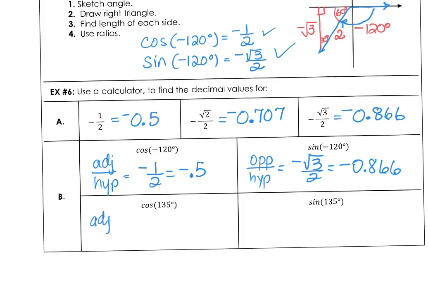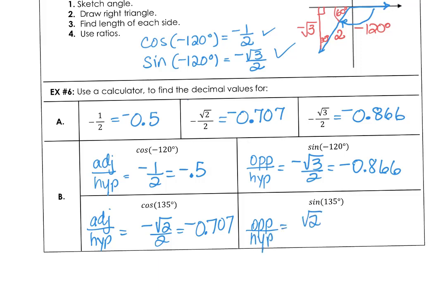Cosine of 135 is adjacent to hypotenuse, and that's negative square root of 2/2, or negative 0.707. And finally, sine of 135 is opposite to hypotenuse, which is radical 2/2, and that's 0.707. So just using those basic triangles from geometry, the 30, 60, 90, and 45, 45, 90. And that's the end for lesson 2.